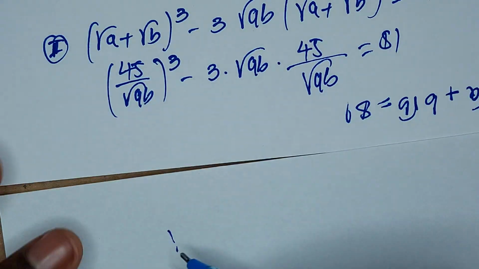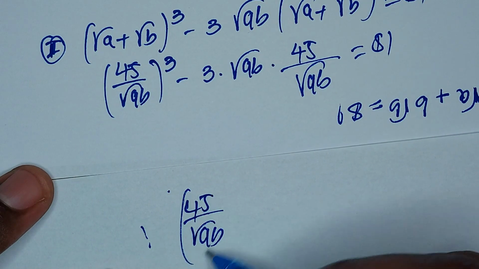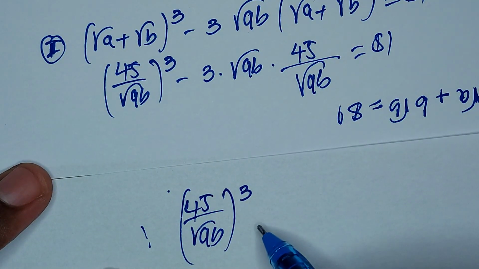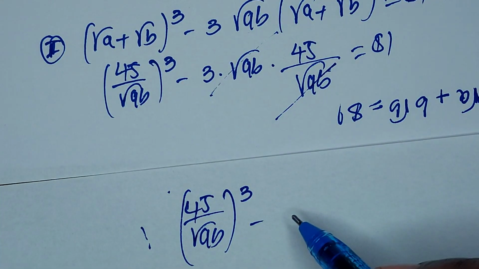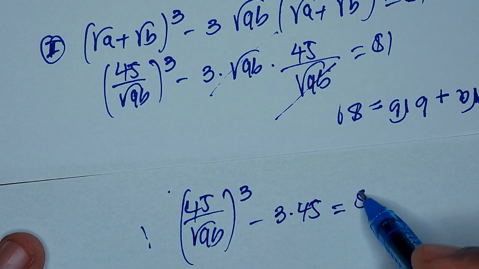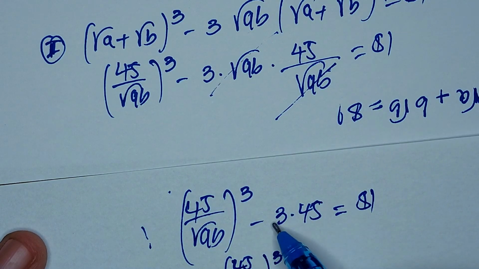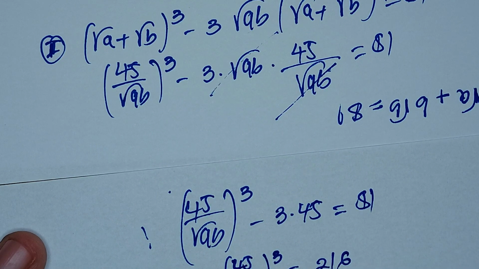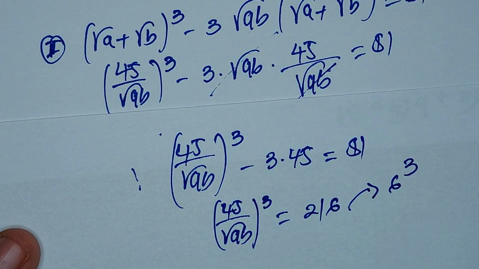Okay, guys, let me pick another paper, and from here we're going to have this. So we have now that 45 divided by square root of ab to the power of 3, and minus, we're going to cancel this and this. So this is going to be 3 times 45. We're going to have 3 times 45 equals 81. So we're going to have 45 divided by square root of ab to the power of 3, and when we pass this term to the other side, we're going to have 216. Okay, and 216 is 6 to the power 3, right?